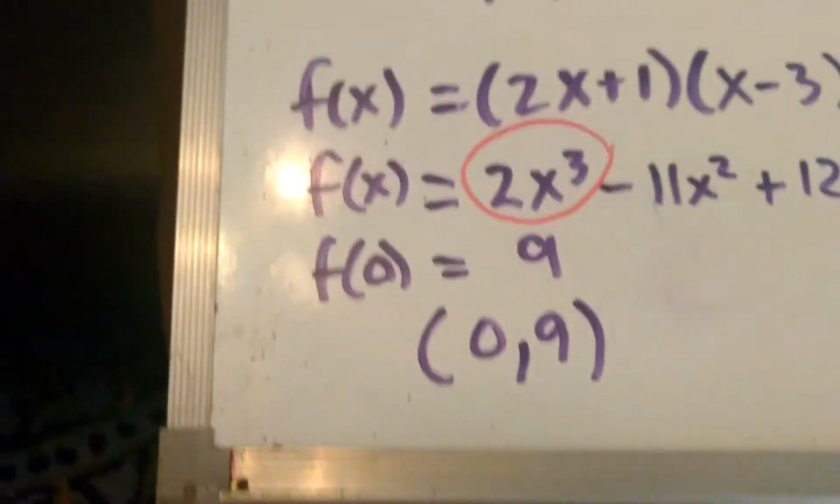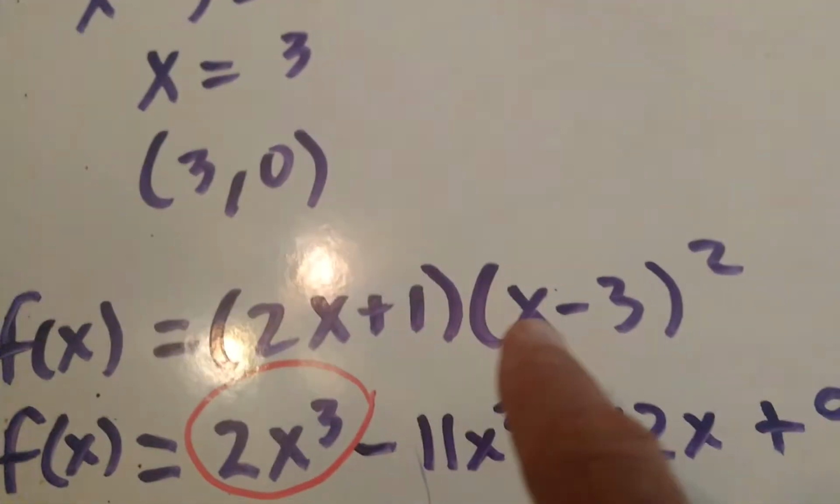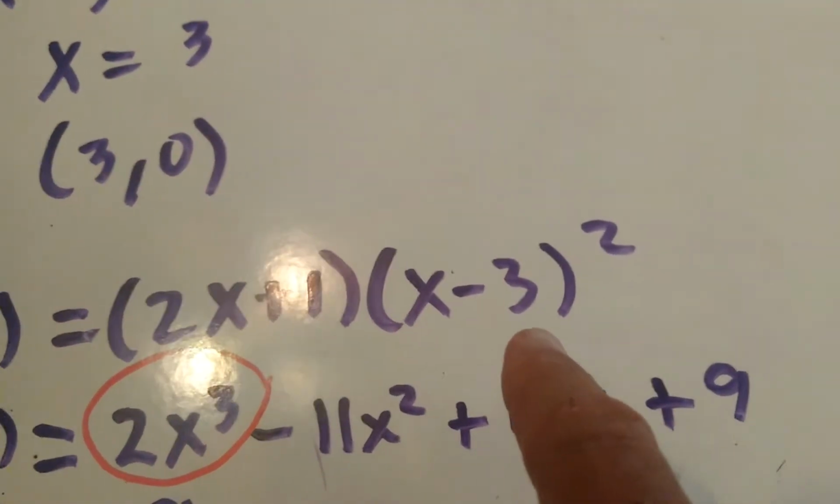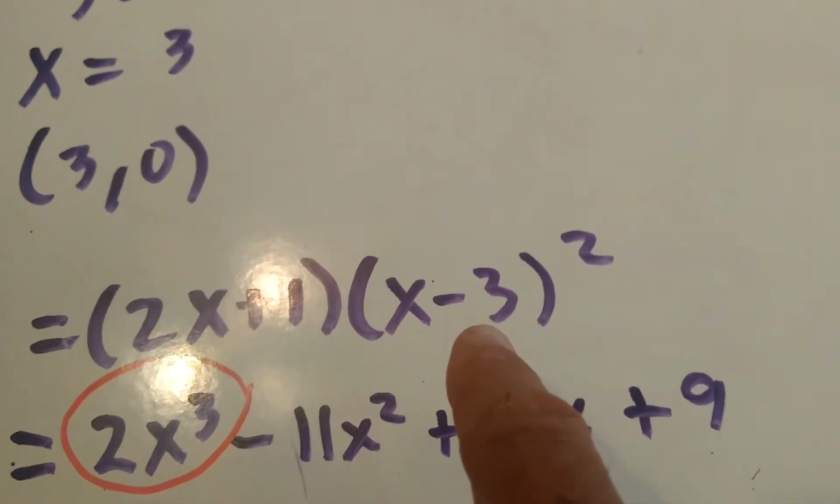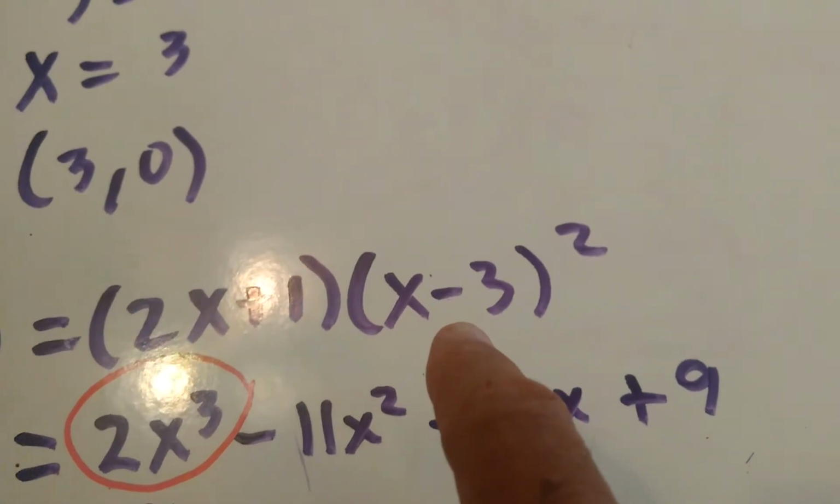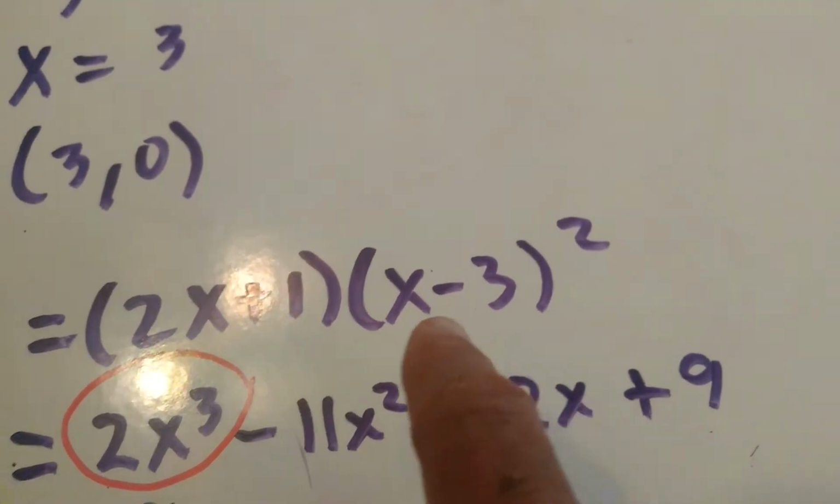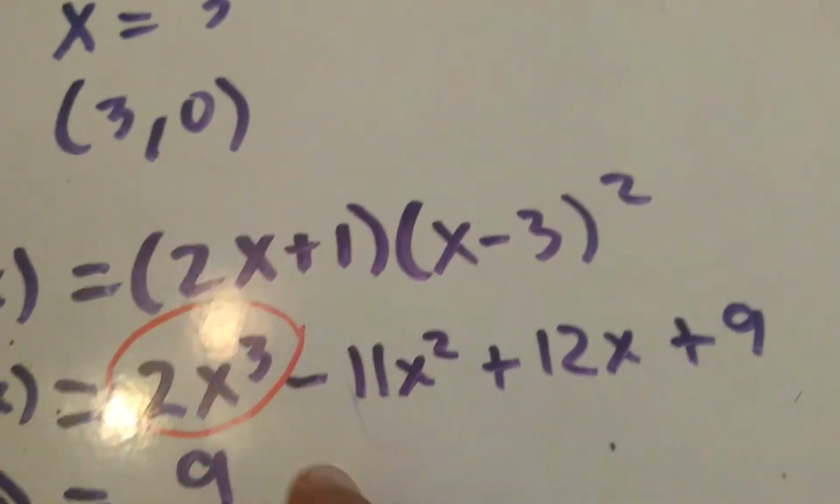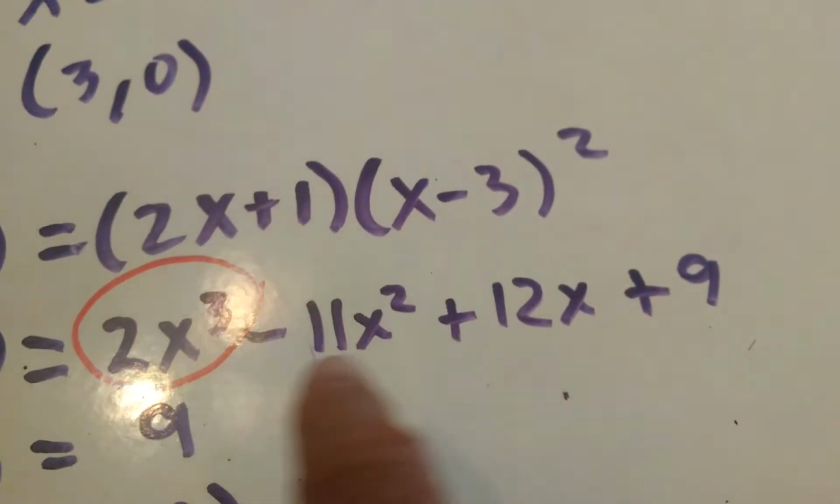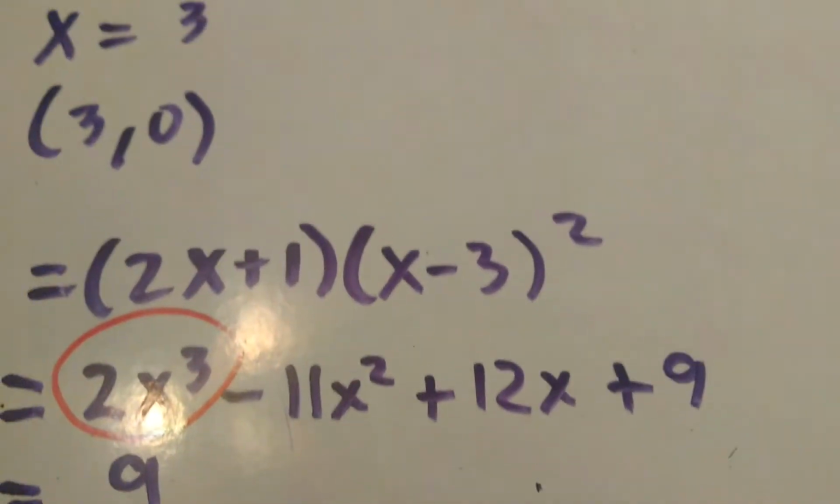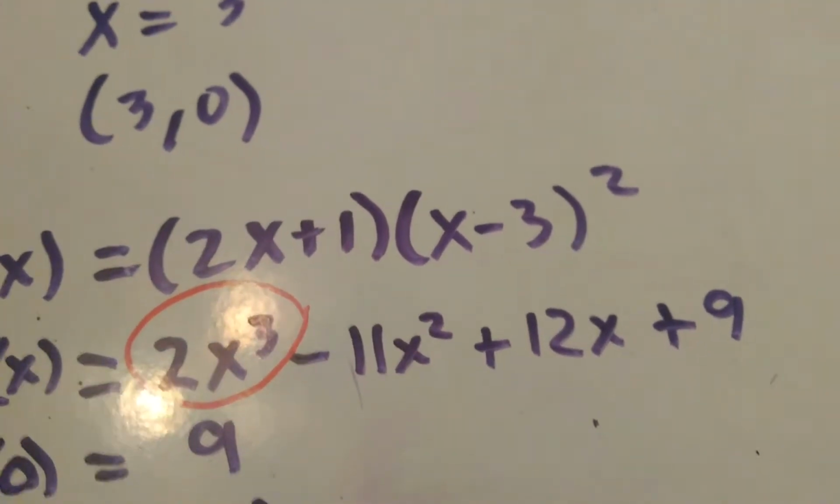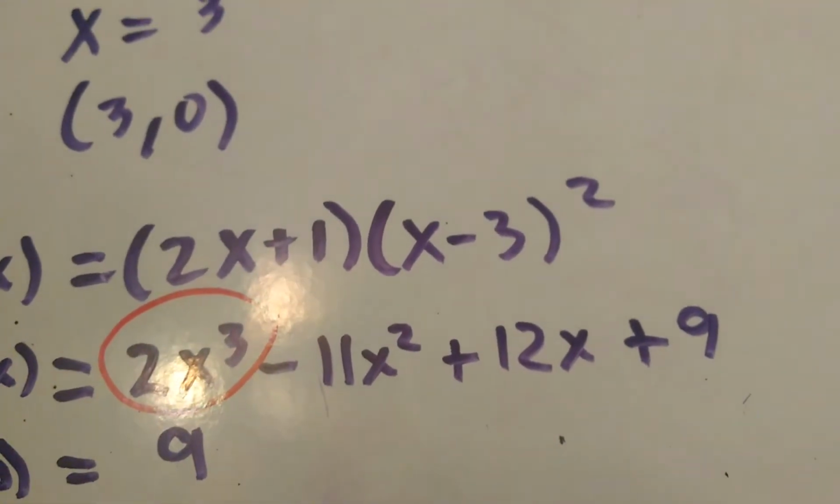Then we're going to multiply this whole polynomial out. What I did first was multiply x minus 3 times x minus 3. I get x squared minus 6x plus 9. Then I multiply by 2x plus 1. And I get this final expanded polynomial of 2x cubed minus 11x squared plus 12x plus 9.